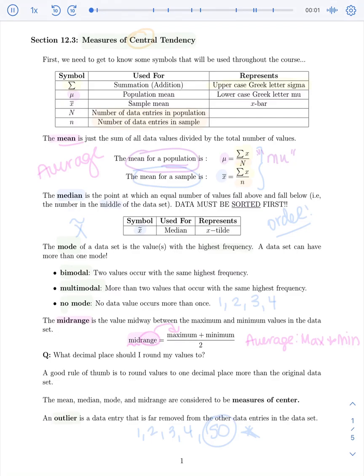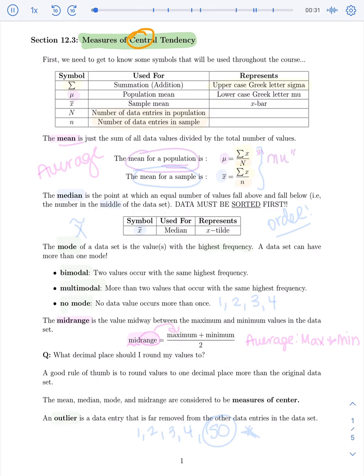In this next section, section 12.3, we're going to look at what are called measures of central tendency, which is just a fancy way of saying that we're going to look at different ways to measure the center of our data. And by center, we'll talk about things like mean, median, and mode, and we'll see a bunch of new symbols.